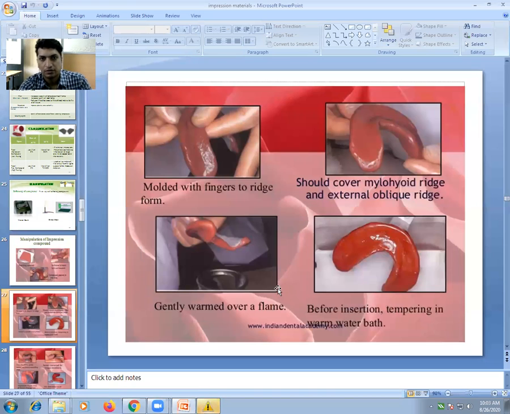Then with the help of fingertips I will manipulate it based on how my ridge is. So I will give a nice shape to my impression compound, which helps to make an impression of the patient. Now during this procedure some amount of heat is lost, so I resoften this impression compound by putting it into hot water and I place this tray into the patient's mouth.